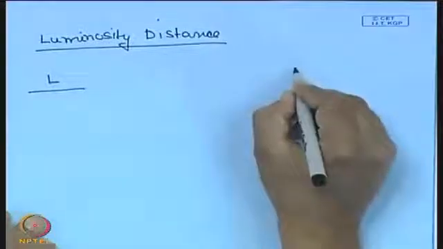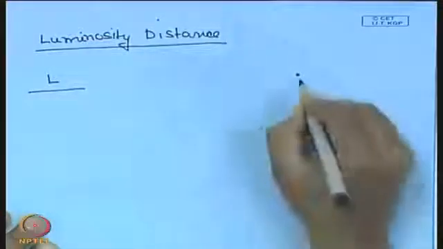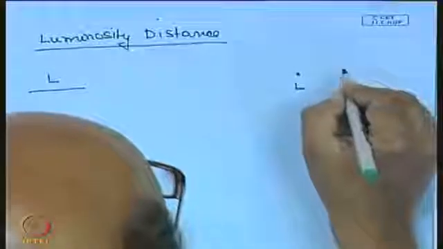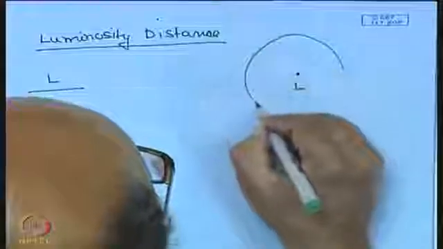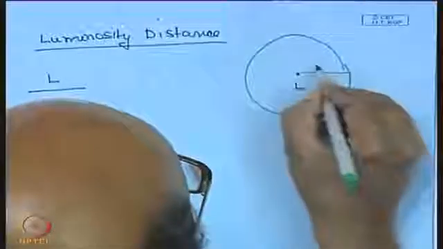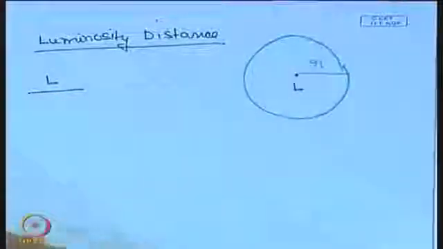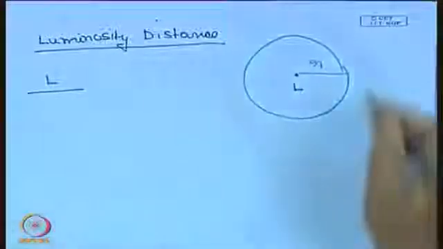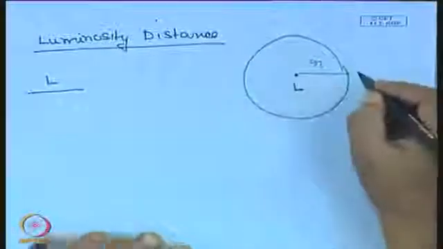So, this is my source, which has luminosity L, and I observe it from a distance r, from where I can measure the flux. So, sitting here I cannot measure, obviously, the luminosity of the source.